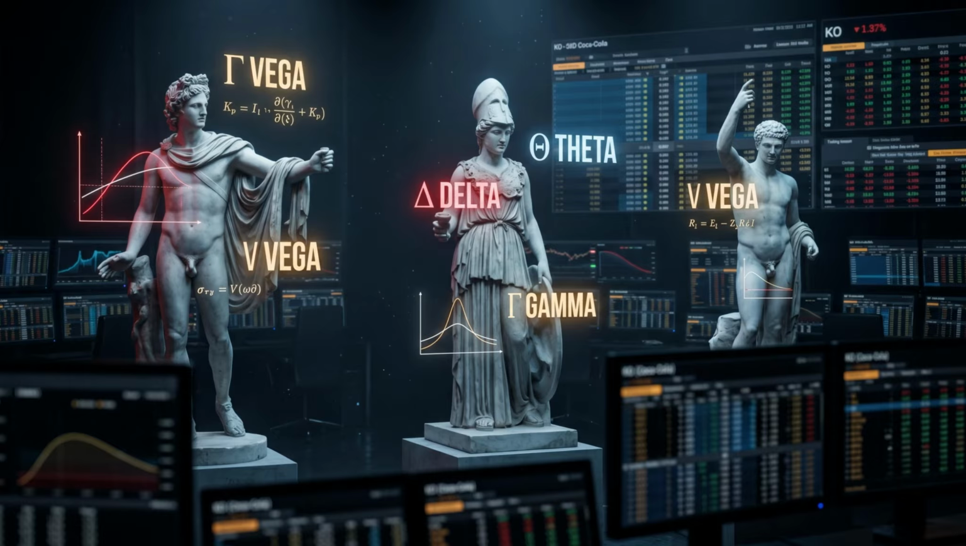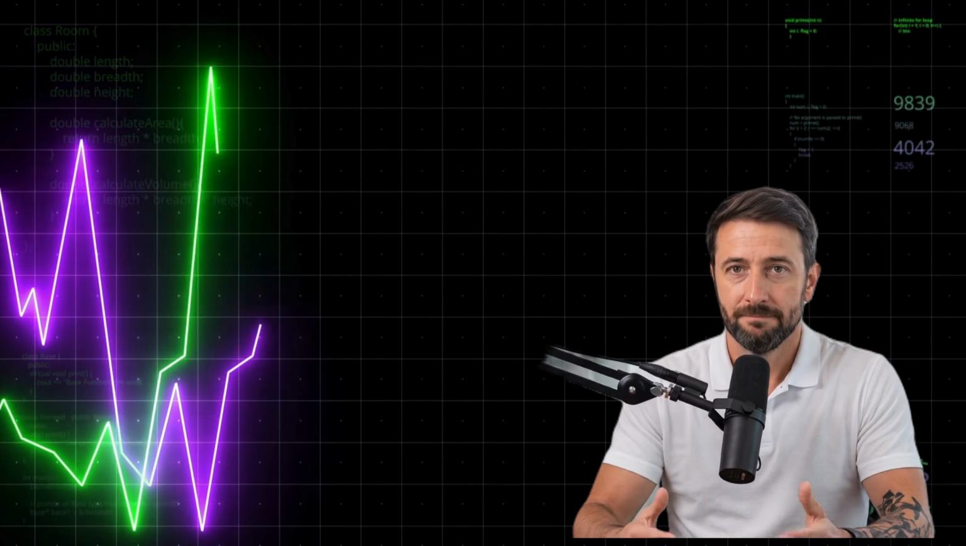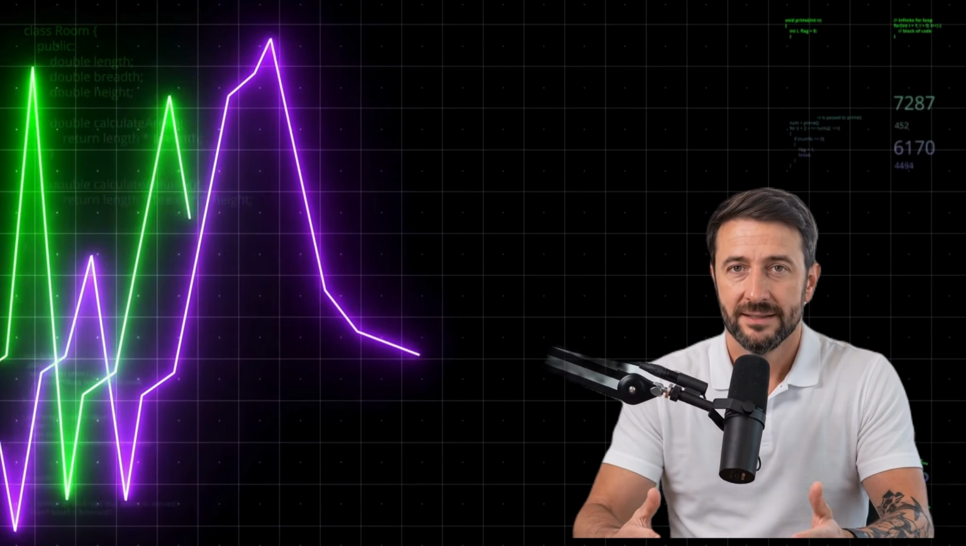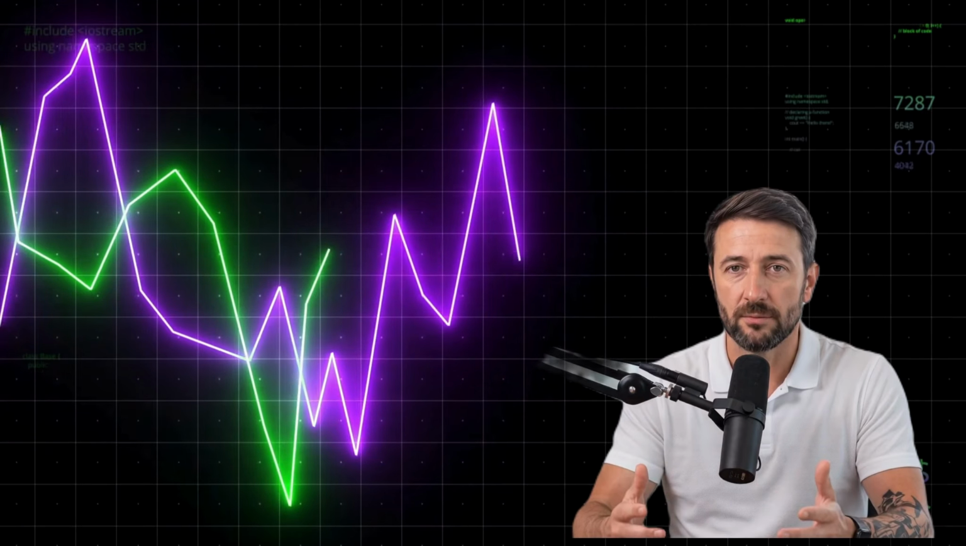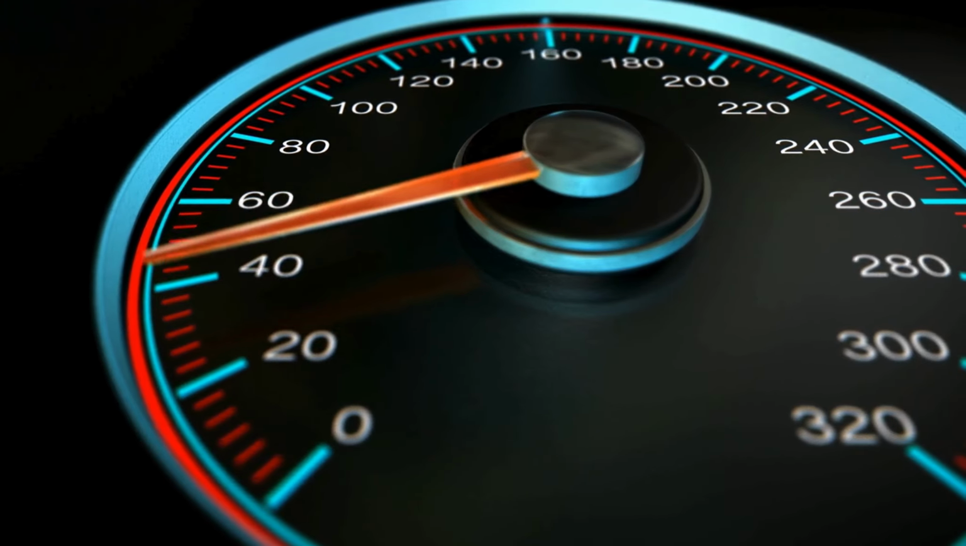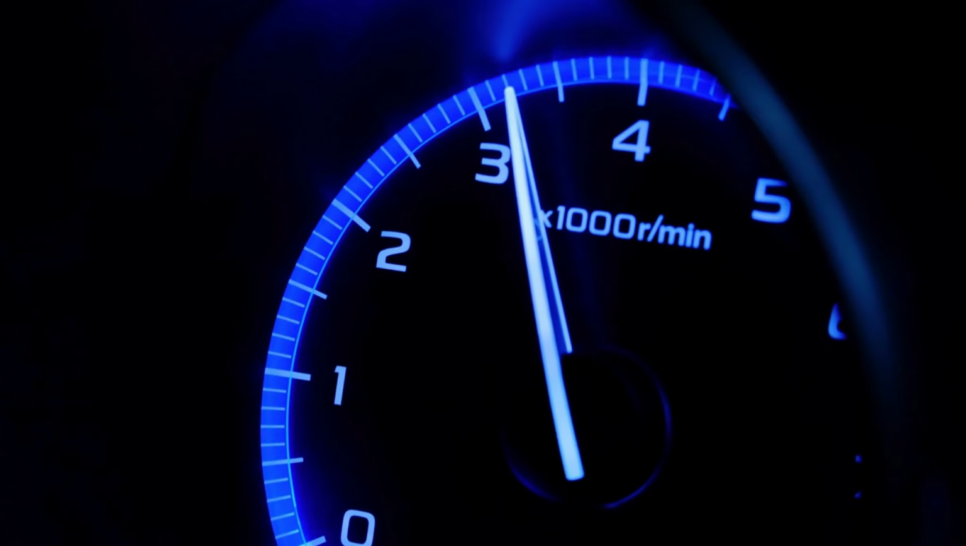The reason is gamma. In the previous video, we learned that delta estimates how much an option's price may change when the underlying stock moves by $1. But delta is only a snapshot. It doesn't remain constant as the stock moves. Gamma tells us how quickly that delta is expected to change. More precisely, gamma measures the expected change in an option's delta for a $1 move in the underlying stock. The easiest way to remember it is this: delta is speed, and gamma is acceleration.